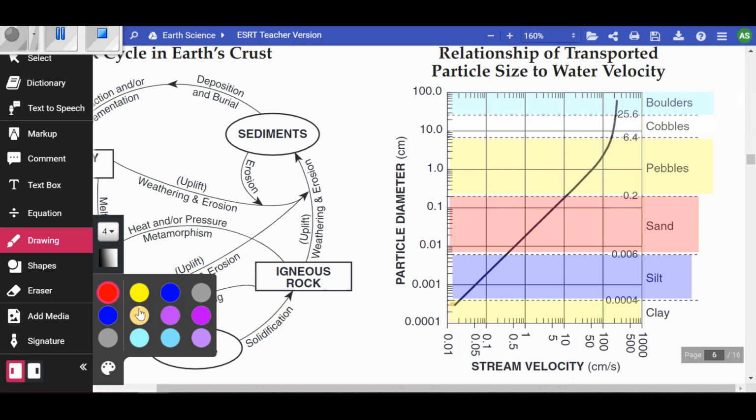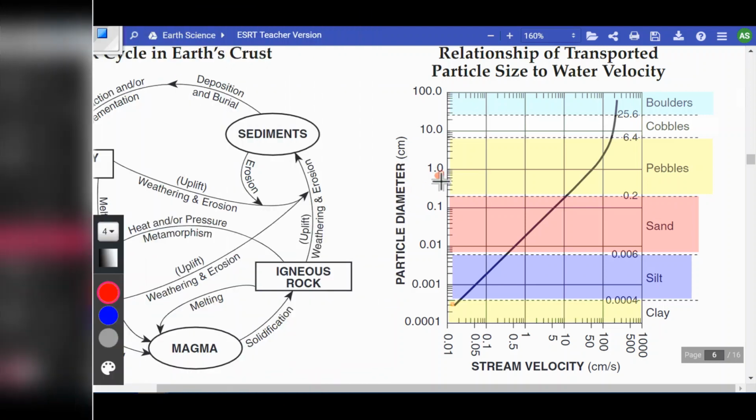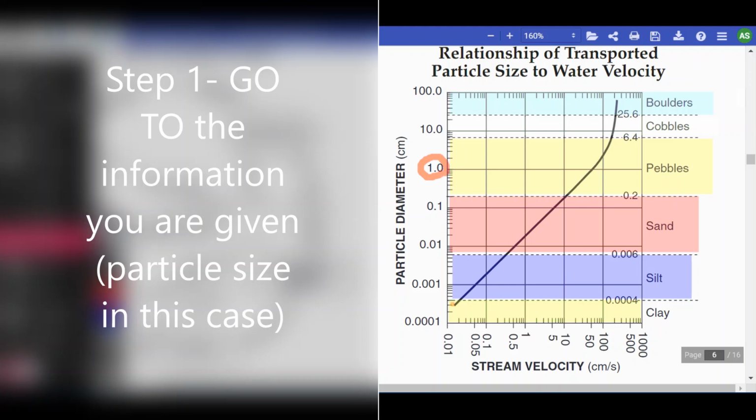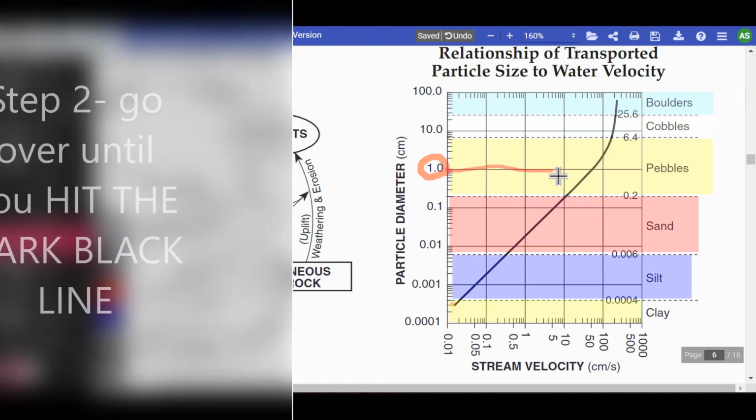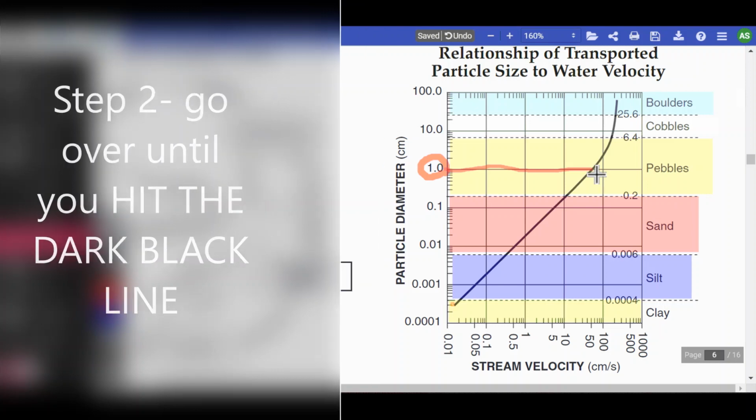How do you use this chart? You're going to be given a few different things. One thing that you could be given is a particle 1 centimeter big. How fast does a stream have to flow to move a particle 1 centimeter big? So if I'm given a particle size, I go to 1 centimeter, and then over, over, over. I'm going to draw a terrible line. And whenever I hit the line, that's where I stop.